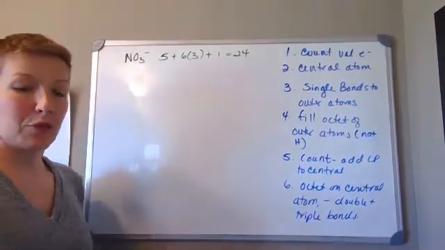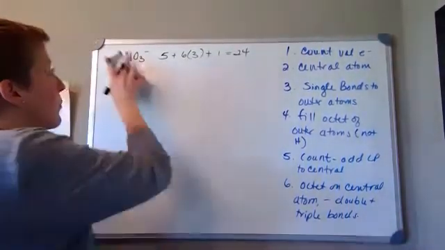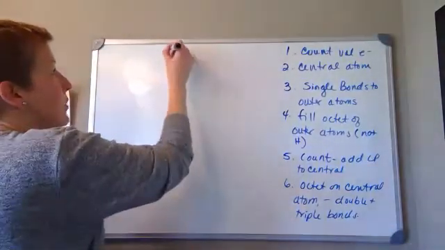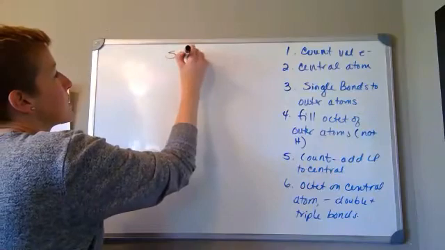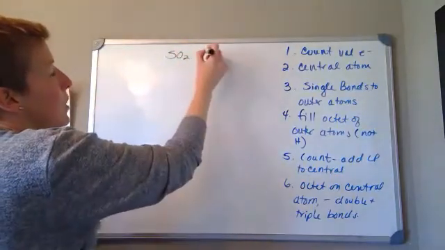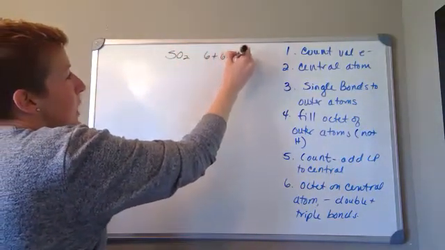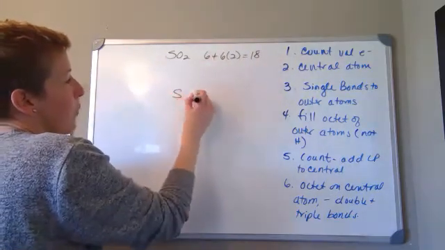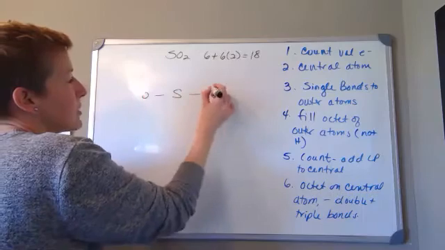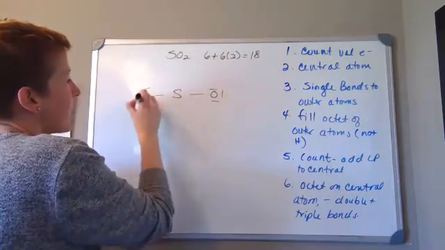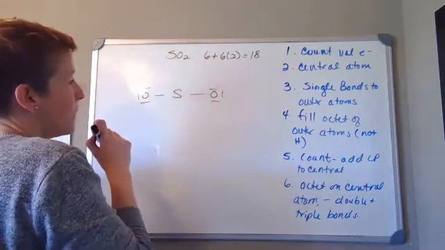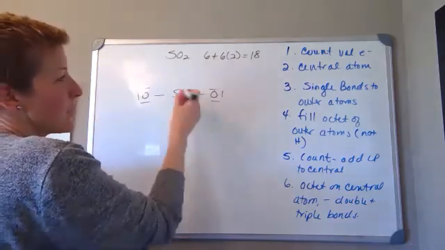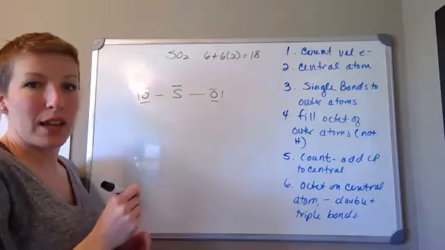Sulfur dioxide, for example, we were talking about that one before. For whatever reason, I always have to look that one up, but let's do this one. Let's see if I can do this without looking it up. We have 6 plus 6 times 2, so that's 12, so that's 18. So I have sulfur and I have 2 oxygens. We fill their octet, and then we count 2, 4, 6, 8 times 2, that's 16. So I add the lone pair to get to 18.